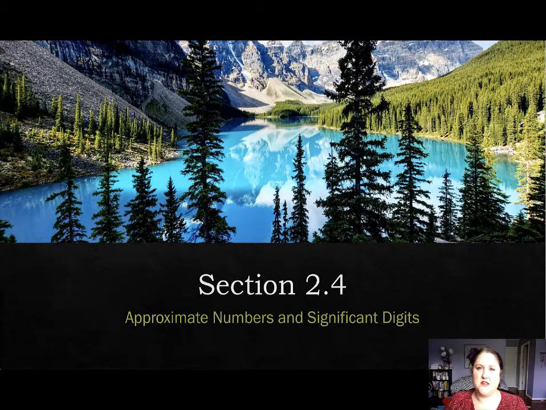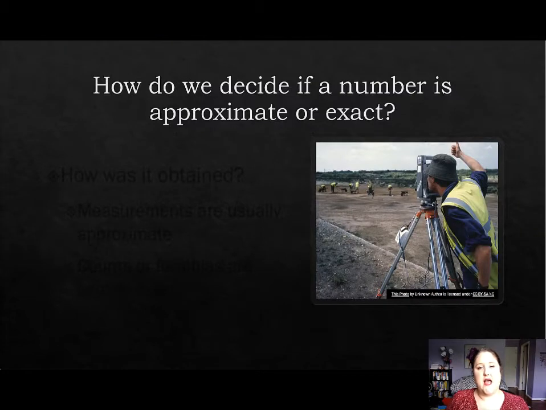Section 2.4 is going to help us understand what to do with these measurements once we have them. So we're going to be looking at this idea of an approximate number and also this idea of significant digits to help us determine how accurate one of our numbers is. So how do we decide if a number is approximate or exact?